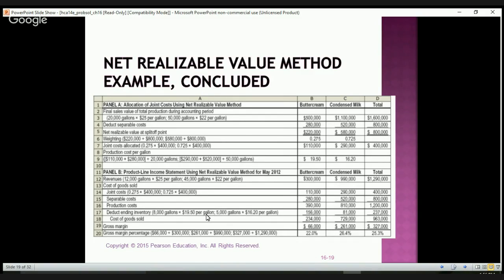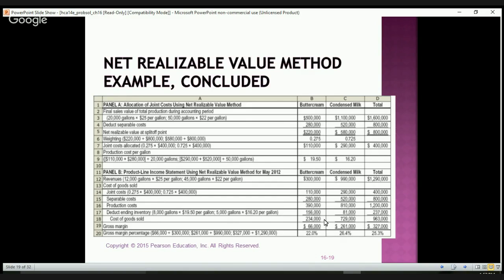Then I take the ending inventory for buttercream. It was 8,000 gallons. Multiply it by the 1950 that we got in panel A. And then the 5,000 for condensed milk, times the 1620 that we got in panel A. So for buttercream, my ending inventory is 156,000. My ending inventory for condensed milk is 81,000.